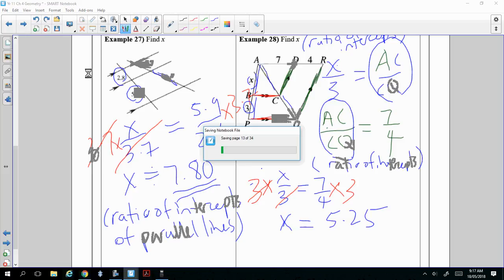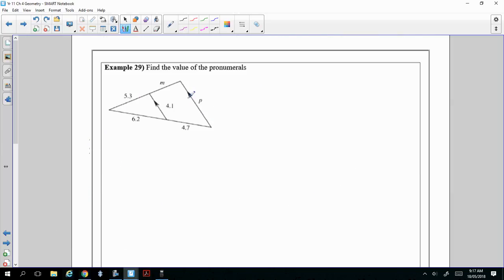All right, good. Find the value of the pronumerals. Now, as you can see, the 2 transversals meet at a point. You don't need the 3rd parallel line there, right? Really? Okay, good. All right, let's find m.